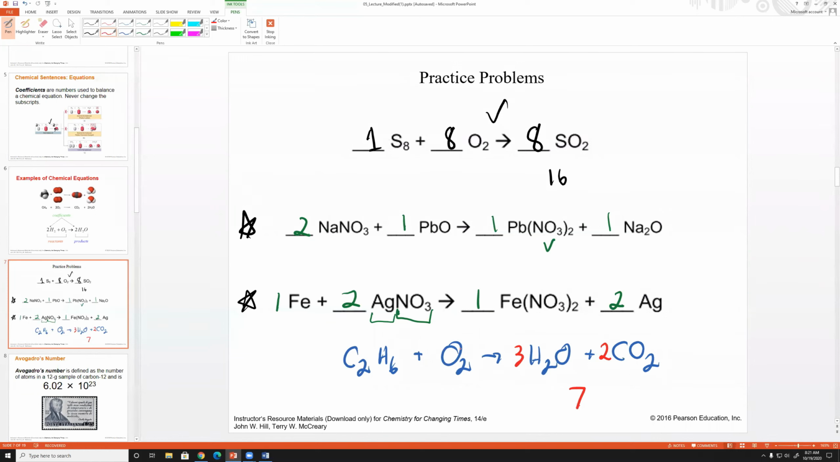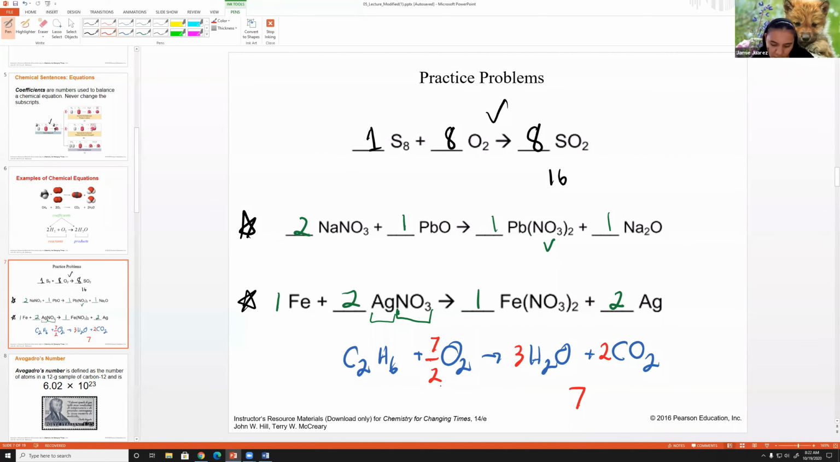So what we can do is we can cheat a little bit. Instead of putting 3, we can put 3.5, because doesn't 3.5 times 2 equal 7? Yes, it does. Or another way we could write it is 7 over 2. Does that make sense? If not, ask questions, because that's a difficult thing for some people.